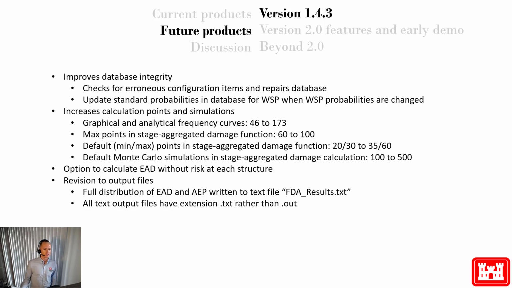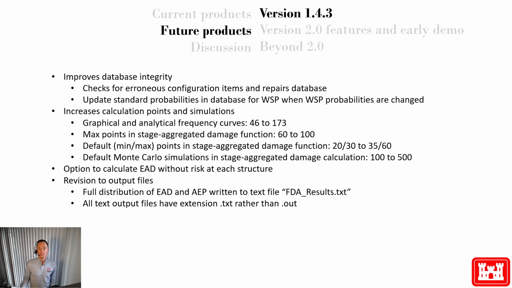The number of calculation points in graphical and analytical frequency curves have been increased from 46 to 173. The max points in a stage aggregated damage function have been increased from 60 to 100. The default min and max points in a stage aggregated damage function have been increased from 20 and 30 to 35 and 60. And the default Monte Carlo simulations in the stage aggregated damage calculation have been increased from 100 to 500. There will be an option to calculate expected annual damage without risk at each structure.